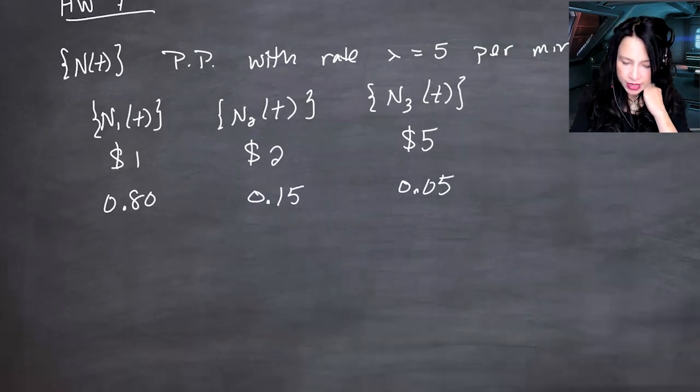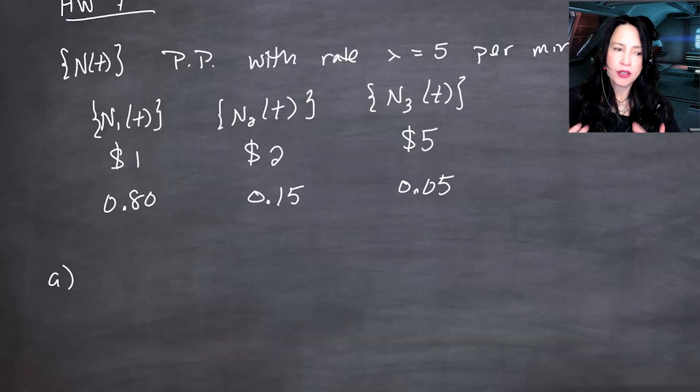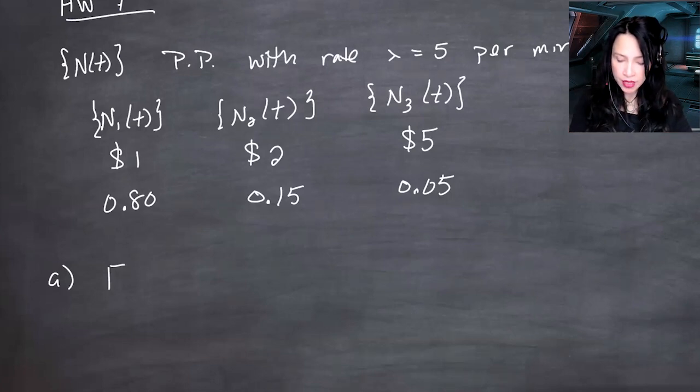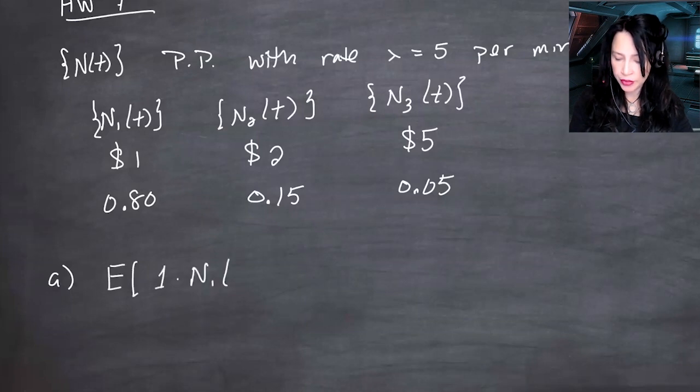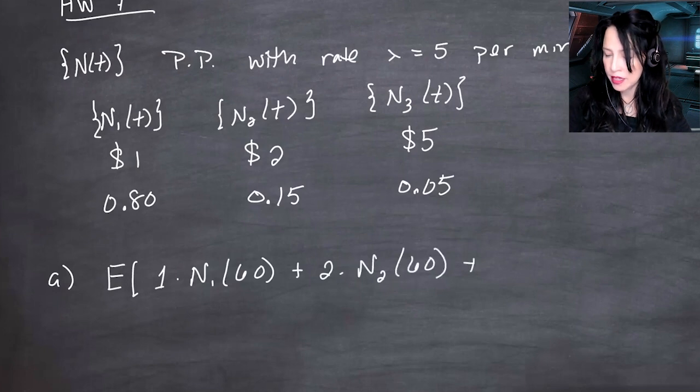And so we want, in part A, the mean and variance of the amount in dollars collected in any given hour. So it's hard to tell how much money you're bringing in unless you break it down into type 1, type 2, and type 3 vehicles. So the amount of money is going to be $1 times the number of type 1 vehicles in the first 60 minutes, since I decided to stay in minutes, plus $2 times the number of type 2 vehicles in the first 60 minutes, plus $5 times the number of type 3 vehicles in 60 minutes.